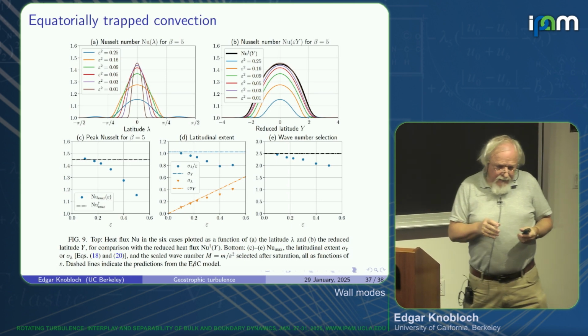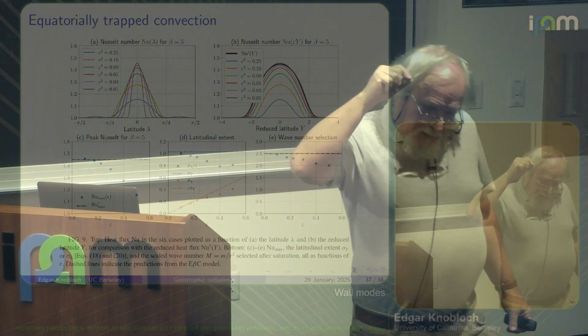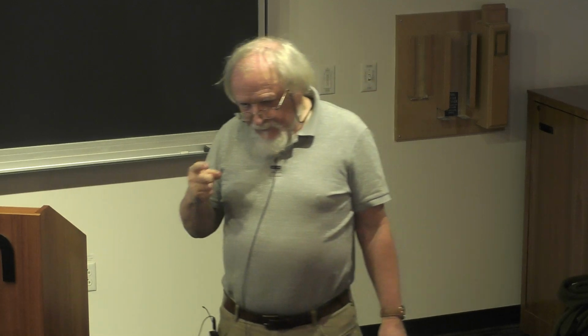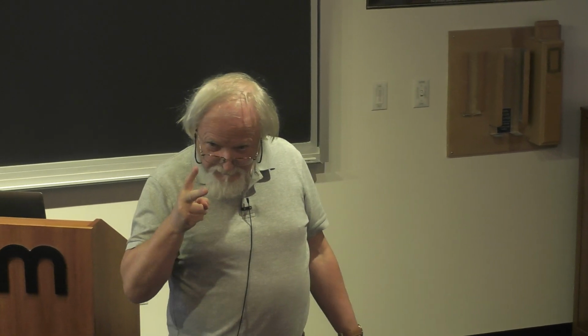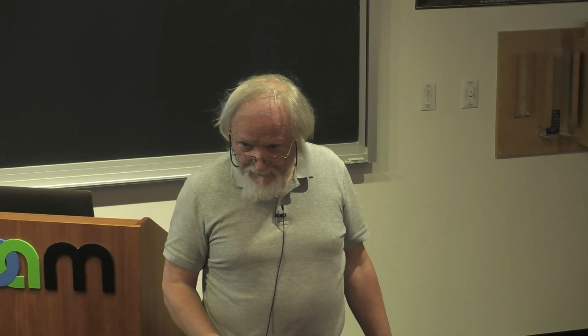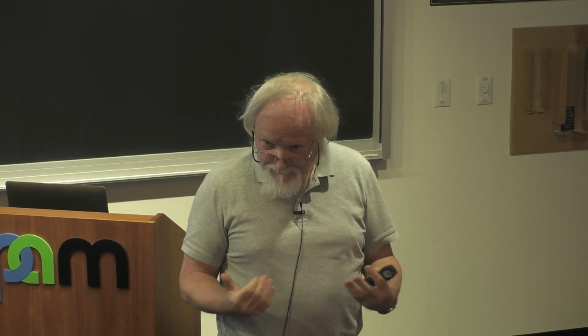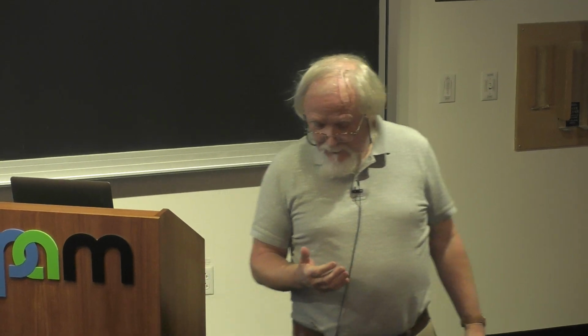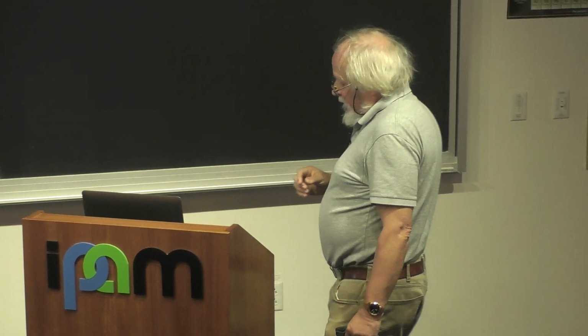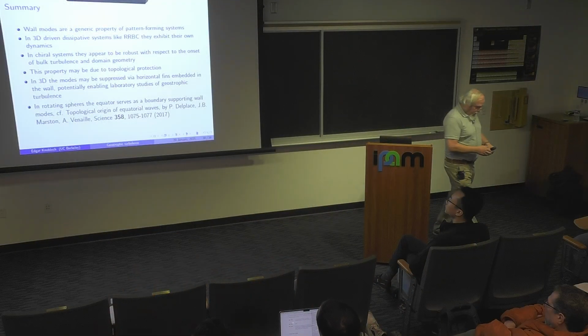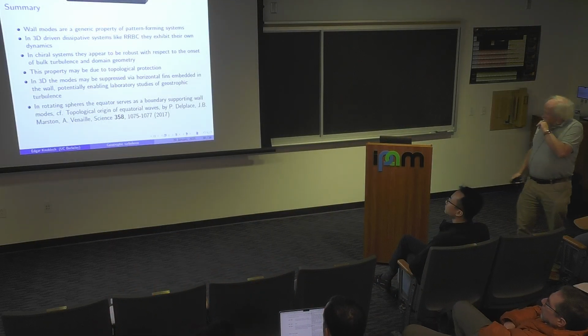But the reason really I'm talking about this is because the equator is a boundary. Why is it a boundary? It's a boundary because the vertical component of the Coriolis force vanishes at the equator. So it's a kind of internal boundary. And you expect edge modes associated with such a boundary. So I'm almost done here. So here's my last slide.